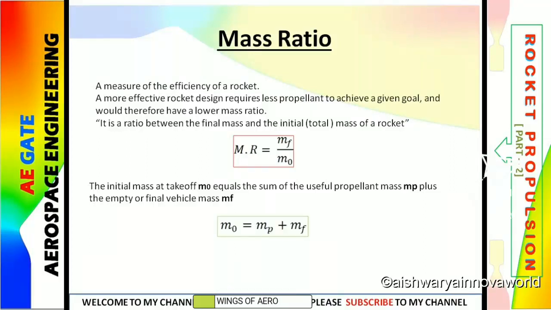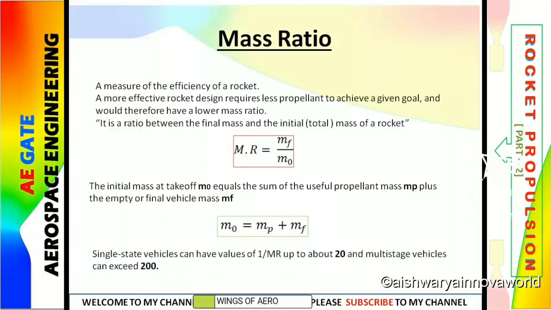Now from there we can say that the total initial mass is equivalent to the sum of the propellant mass plus the final mass of the vehicle, that is mp plus mf. Then I will use some of the given data. I found that the inverse, the reciprocal of the mass ratio for a single-stage vehicle reaches around 20, and for a multi-stage vehicle it reaches around 200. So that is also required.